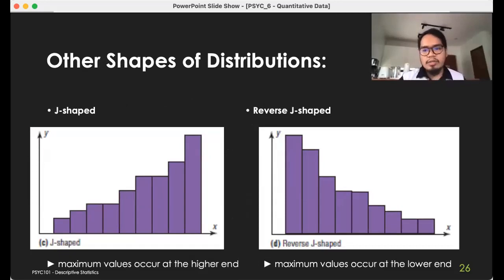You may say that it's quite similar to the skew, but you just need to notice that in the J-shape, it always goes up. In the skew, it returns down. In the reverse J-shape, it always goes down. It doesn't start with a low point, then go up and then go down. Here, it literally starts from the topmost and then really goes down.